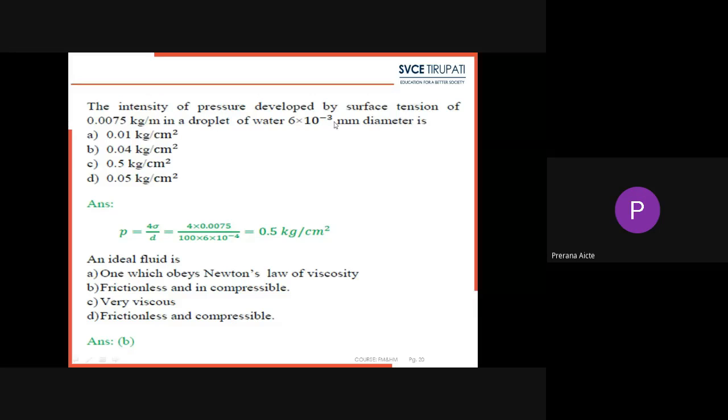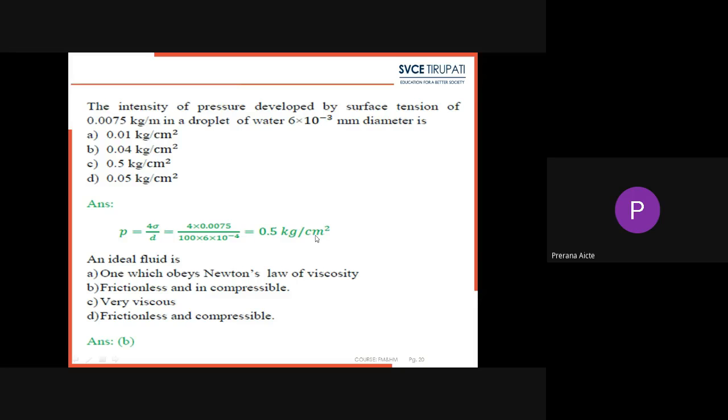To calculate this pressure, they are given the surface tension and the diameter of the water molecule. By substituting those values in the formula, that is P equals 4 sigma by D for the water droplet. For a droplet, we have the formula 4 sigma by D. For a soap bubble, the formula is P equals 8 sigma by D. For a liquid jet, we have the formula P equals 2 sigma by D. Substituting those values, from the droplet formula P equals 4 sigma by D, we get the value as 0.5 kg per centimeter square.